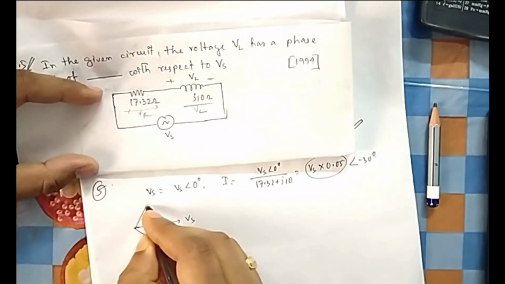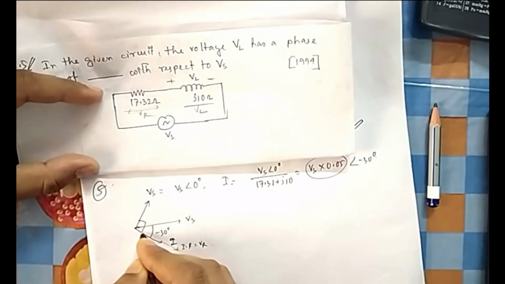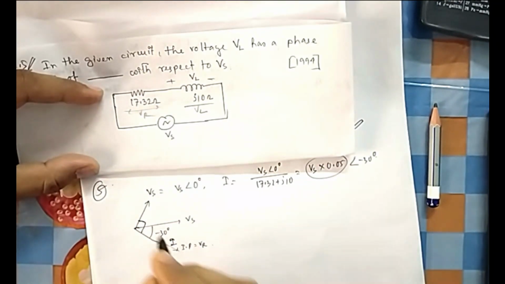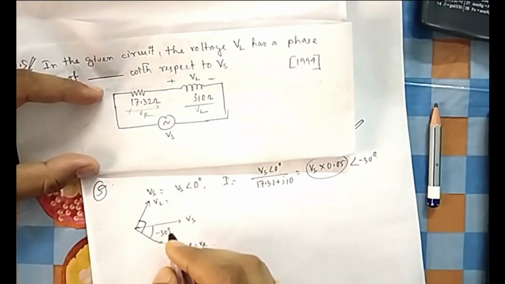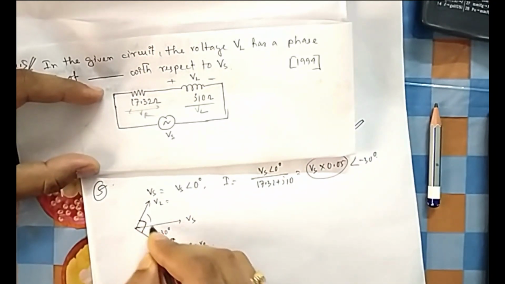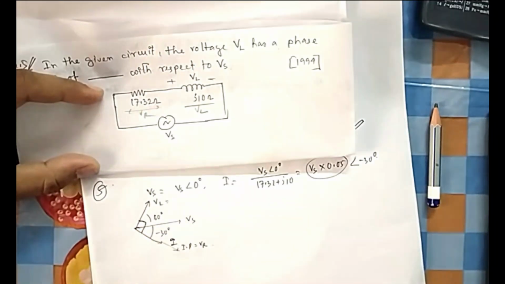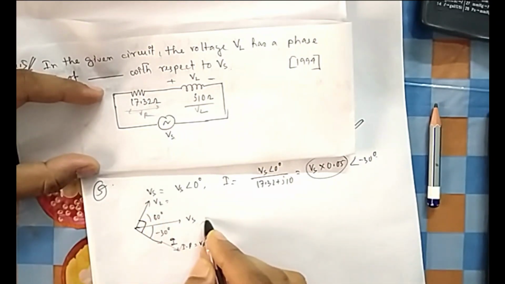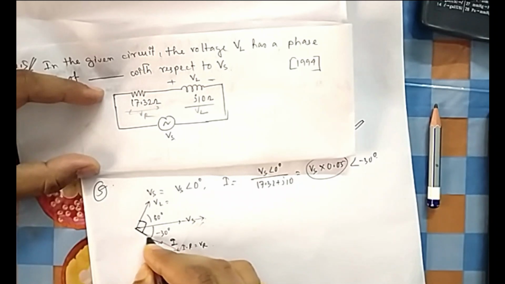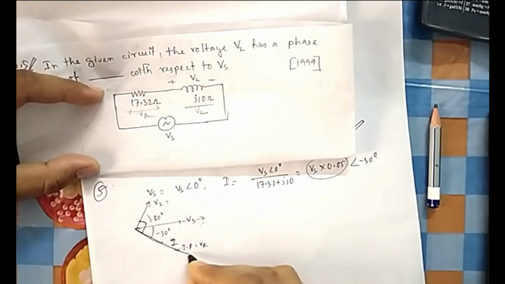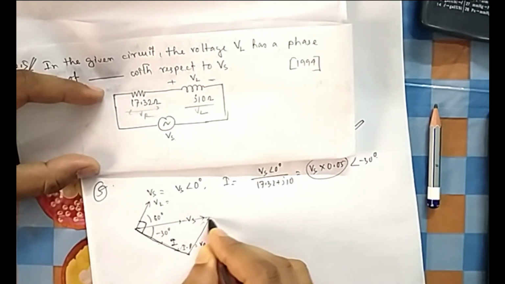Now what is VL? VL will lead the IL by an angle of 90 degrees, because in case of an inductor, voltage should lead, current should lag. So this is my VL. So this angle you can obviously know, if it is 90 then this angle is 60. So if you add VR and VL, then the answer should be VS. Your complete phasor diagram will look like this. It will go a little bit more, then it will come to this side, then this will be VS. So this will be the complete phasor diagram.